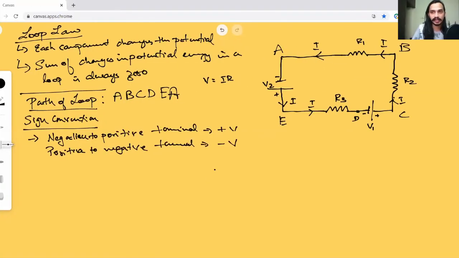How we use this, we will come to that. We'll actually just take a look at that. Now look at the path of my loop. A to B, there's no battery. B to C, no battery. C to D, there is a battery. This is my path right now.